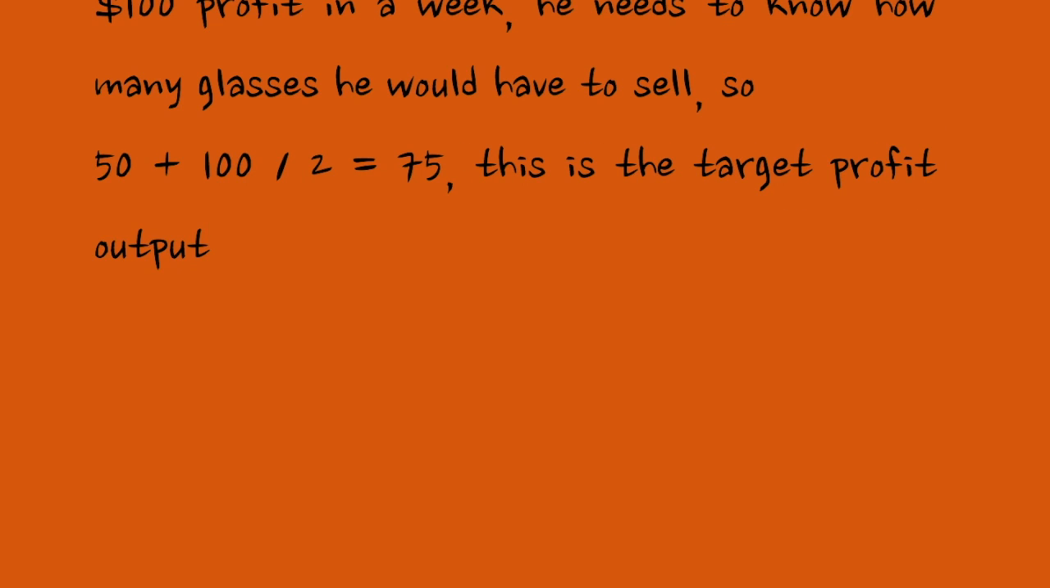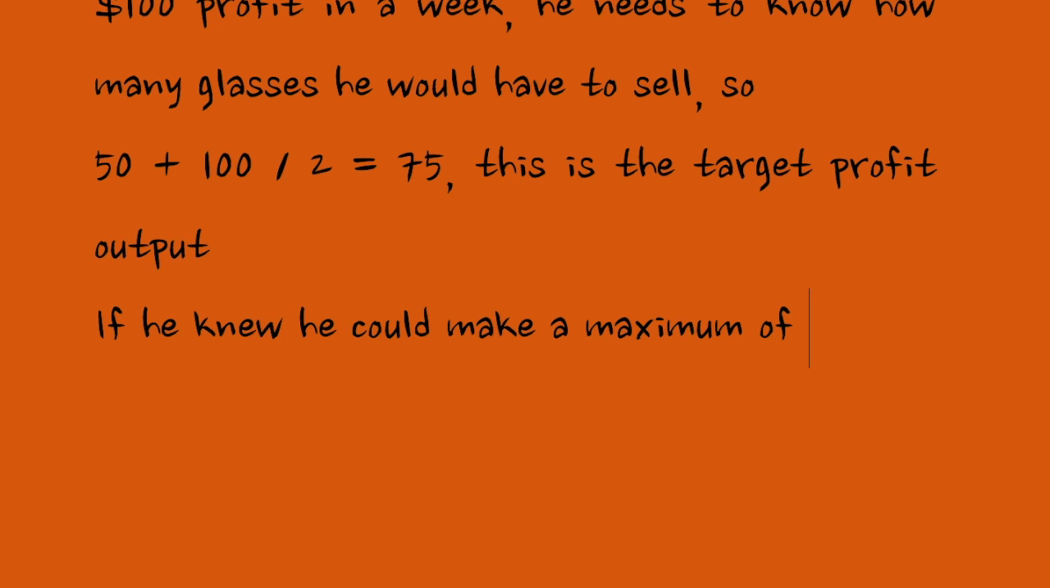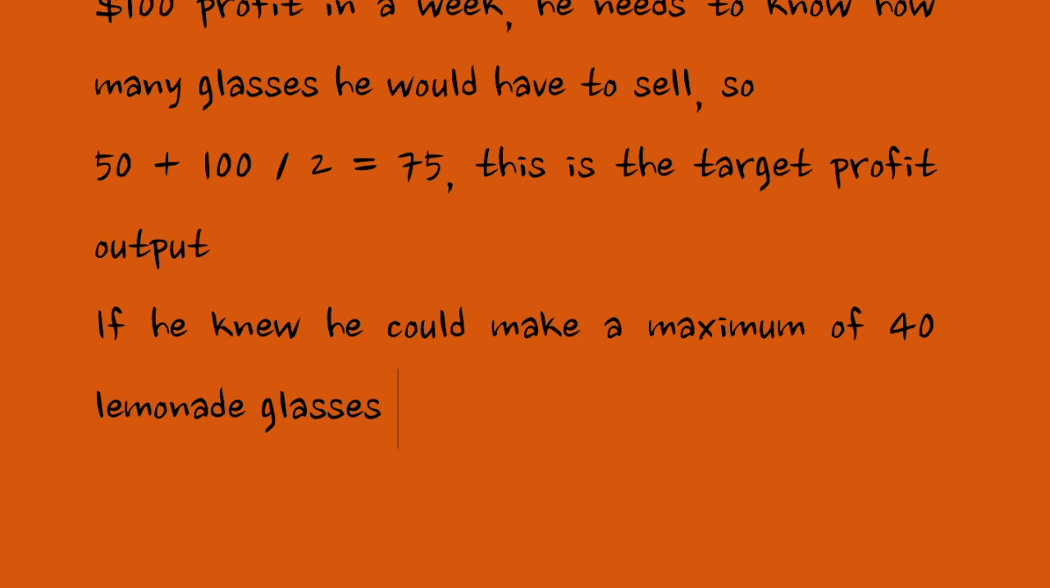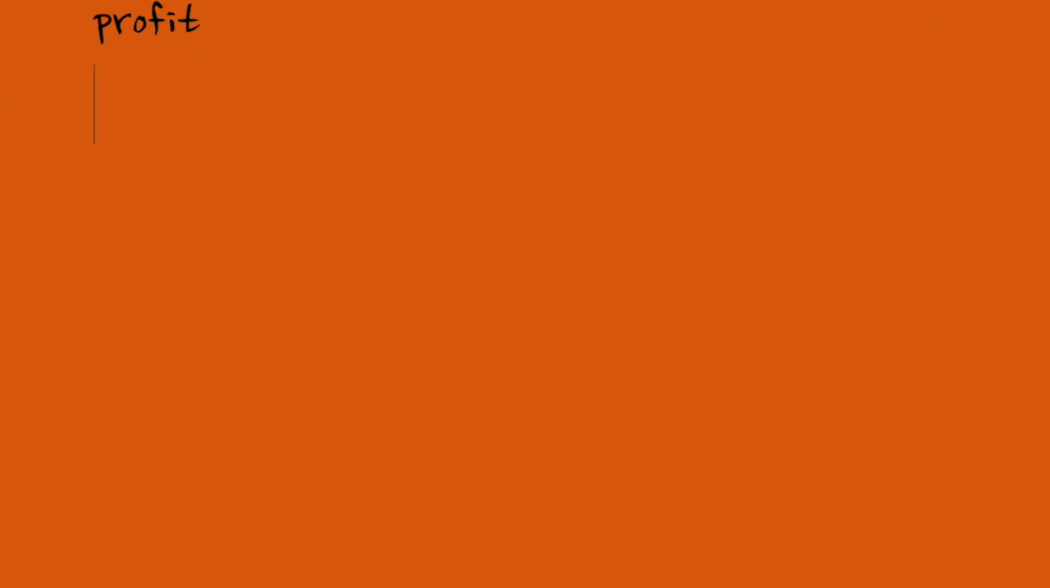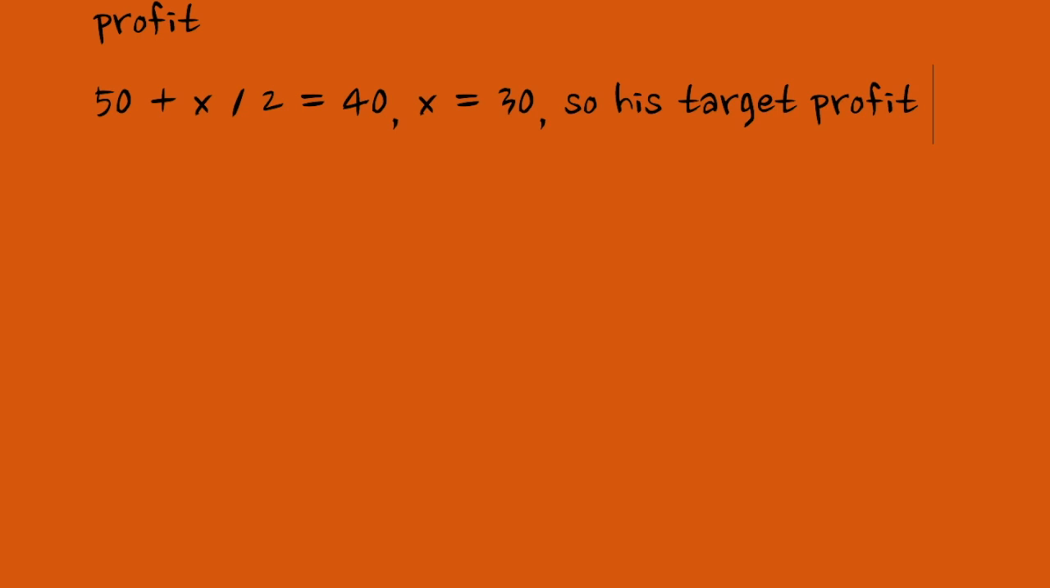If the man selling lemonade knew he could make a maximum of 40 lemonade glasses to sell, then to find his target profit, he would use the formula 50 plus x divided by 2, 50 again being the total fixed cost and x divided by 2 being the target profit divided by the variable cost per unit equals 40, which would be the target profit output. This would give us that x equals 30, so his target profit should be $30.